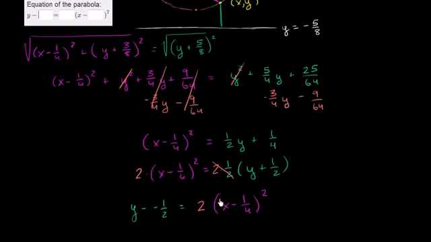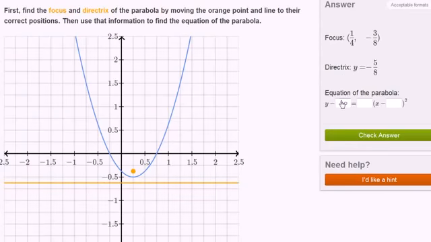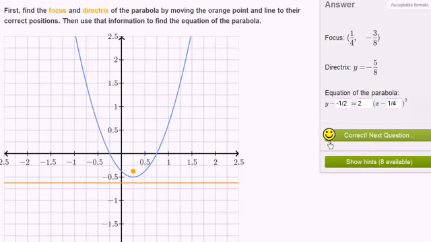So let me see if we got that actually right. So let's see. It's negative 1/2 here, positive 2, and then 1/4. So we have, it is negative 1/2, positive 2, and then 1/4. Let's see if we got it right. And we did.